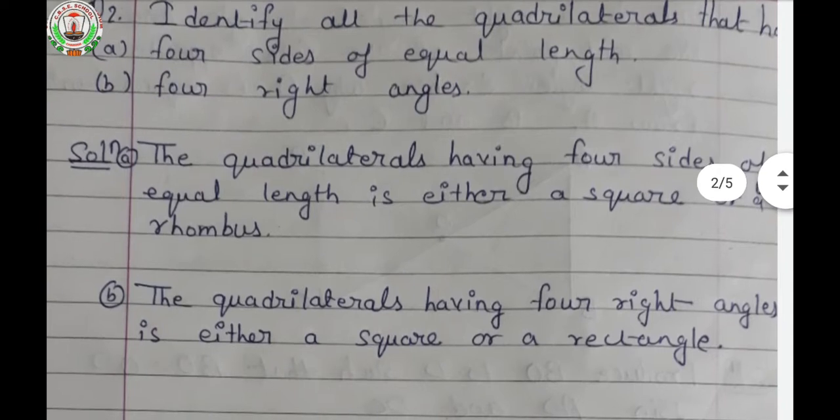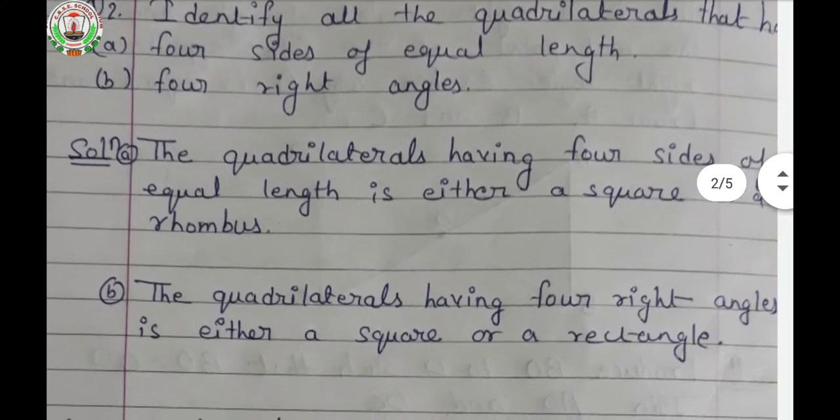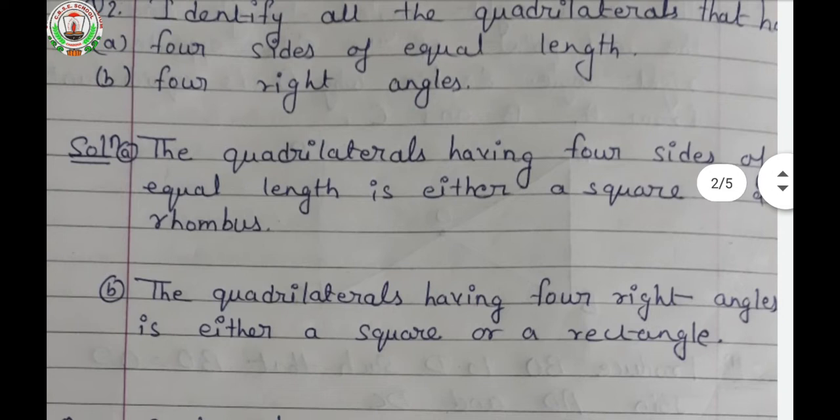The first part says you have to identify the quadrilateral that has four sides of equal length. Which is the quadrilateral having four sides of equal length? Of course, that is a square and a rhombus. When you go through their properties, we can see that a square and a rhombus have all four sides of equal length. That's why the quadrilaterals having four sides of equal length are a square or a rhombus.